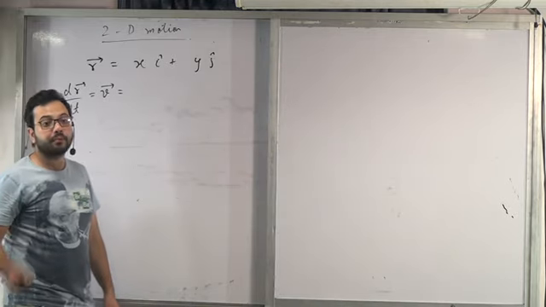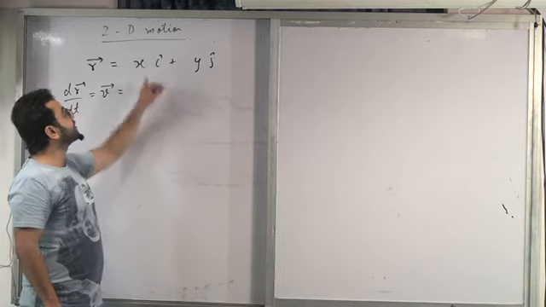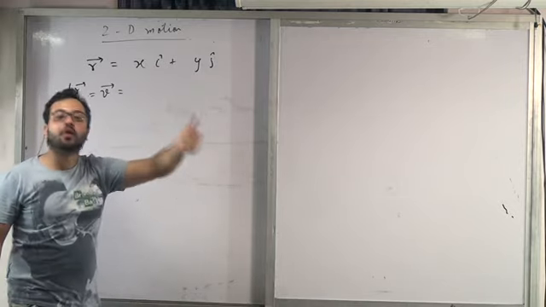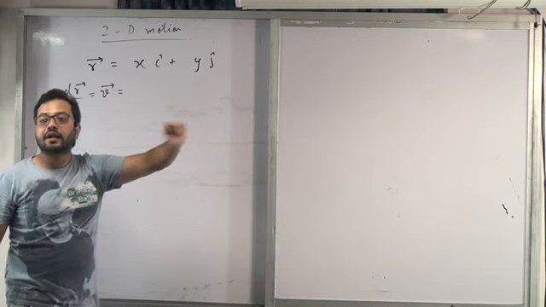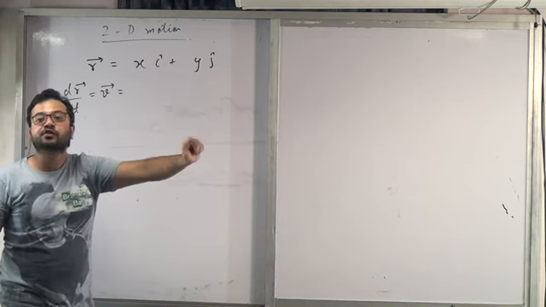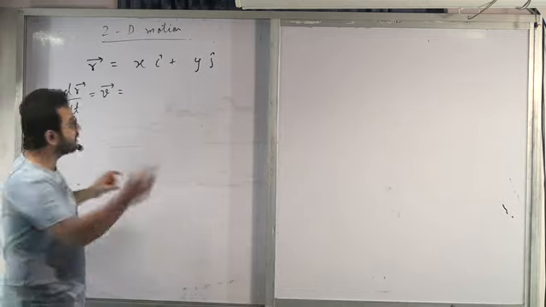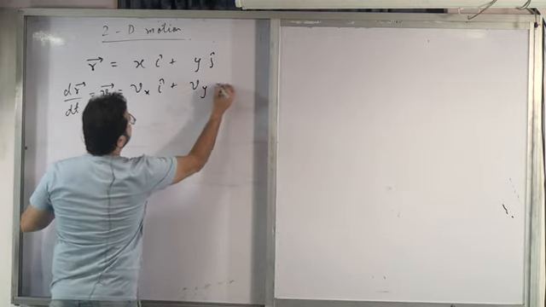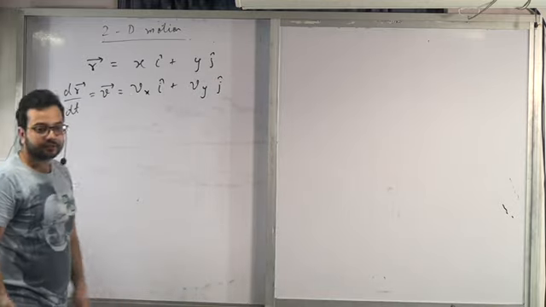That will be the velocity. But which velocity? The velocity in the x direction. So this is the change in the x coordinate with respect to time. So that is only going to give me the x component of the velocity. Is that right? So I can write it as vx i cap, and I can write this as vy j cap. Is that clear?